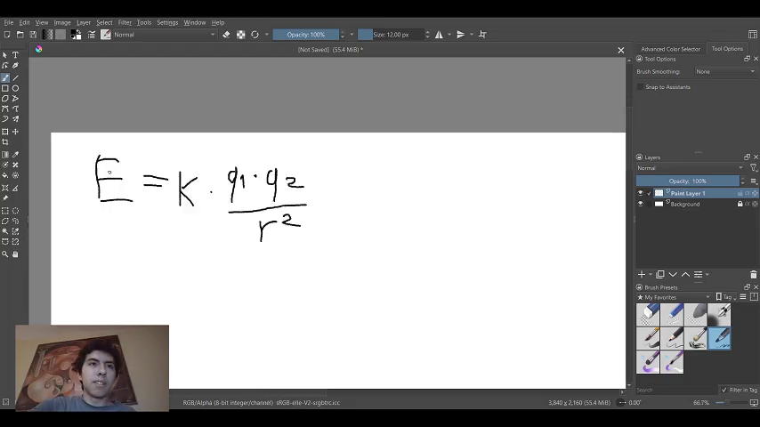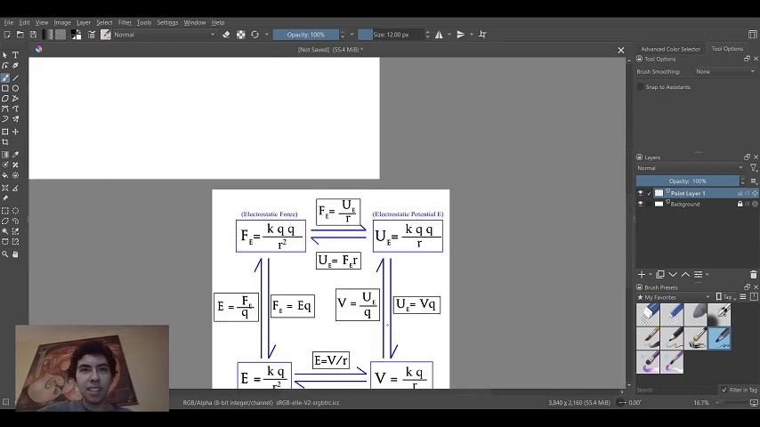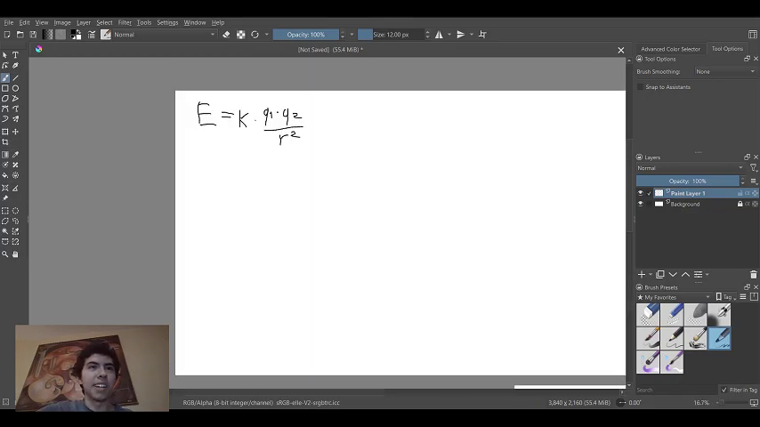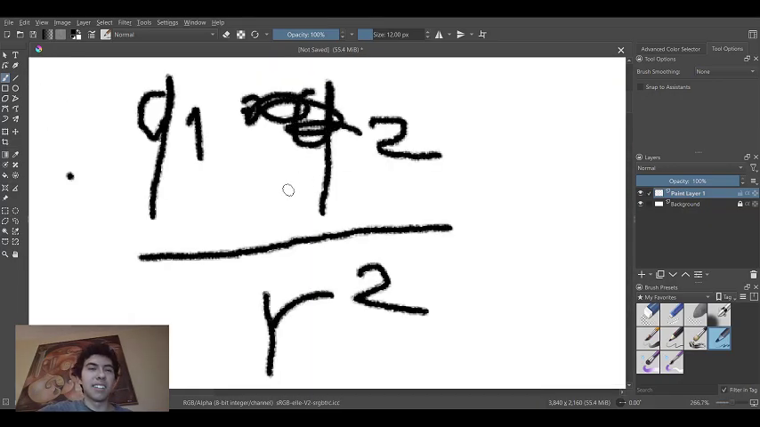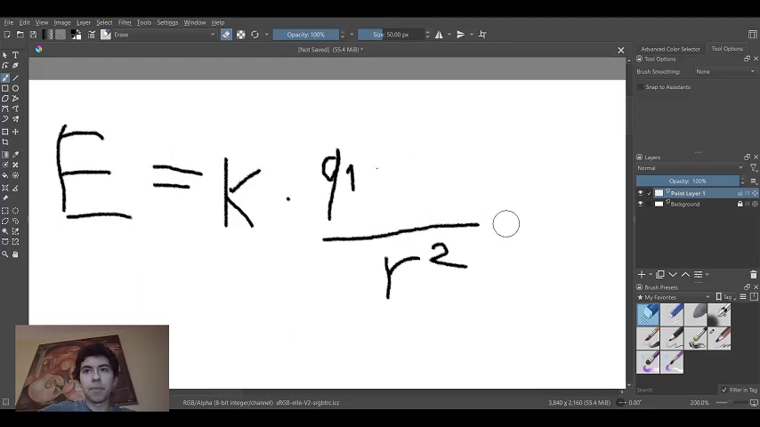Right here, this equation determines... wait, no, actually, I think I did it wrong. Did I do it wrong? Yeah, I did do it wrong. I added an extra R. Okay, let me just delete it. Okay, here we go. The electric field is this equation right here.